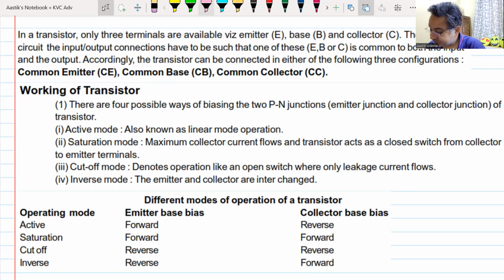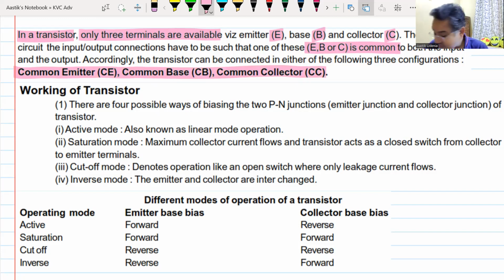Now, as you see, in a transistor, there are three terminals available: emitter, base, and collector. But if we want to connect it to an external circuit, we need 4 terminals. We don't have 4 terminals, we only have 3. So what we do is we make one of these common. We make base common, or emitter common, or collector common, and therefore we have 3 types of configuration. The first and most commonly used configuration is common emitter, then we have common base, and the last one, which is very rarely used, is common collector: CE, CB, and CC. Do we understand this? Yes, sir.